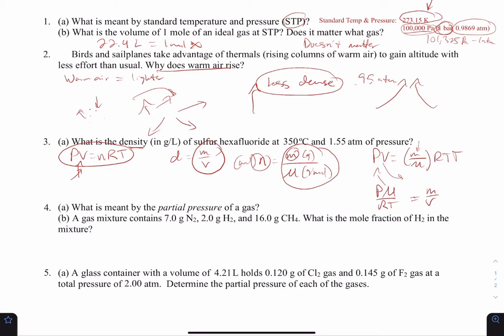And then we get M over V, which is obviously density. So I'm actually just going to put in equals D now. This was in mass in grams, and the volume was in liters. So here we've got density in grams per liter. And then this is now our equation. This is going to be pressure times the molar mass. If you remember, the molar mass is in grams per mole, and then the R constant, and then temperature, which obviously is in Kelvin. So with this equation now, PM over RT, I'm going to solve this for sulfur hexafluoride.